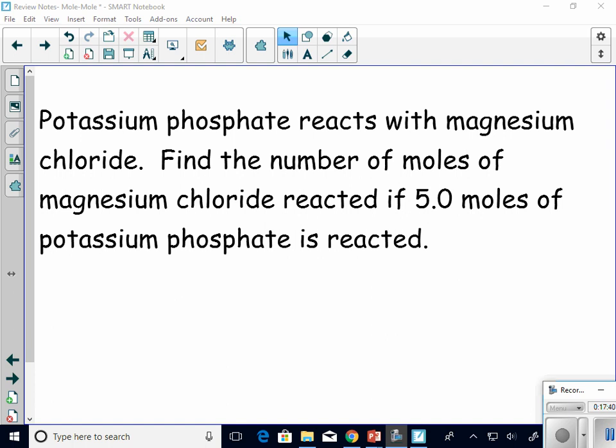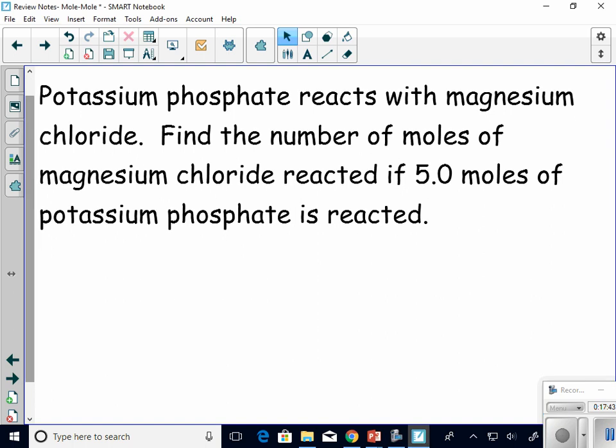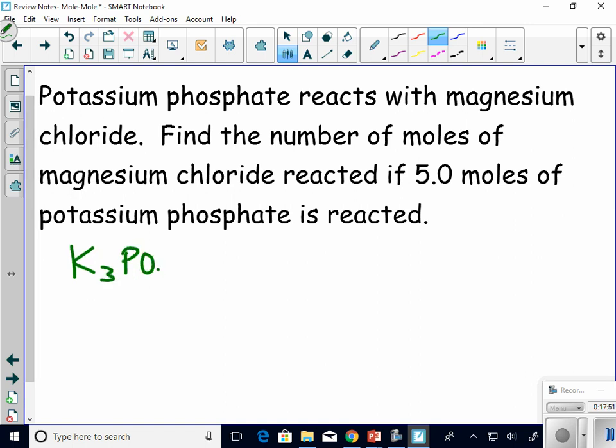Once again, in this problem, I have potassium phosphate. It reacts with magnesium chloride. What type of a reaction is this going to be? A double replacement reaction. Specifically, if you're looking at your helper sheet on your double replacements, this is going to be 2 aqueous salts, right?